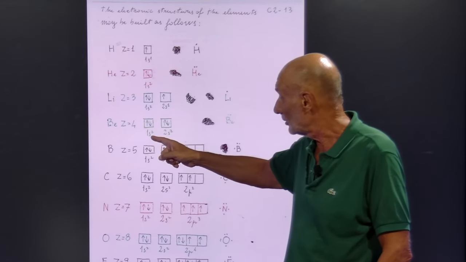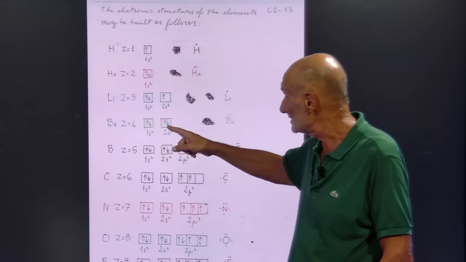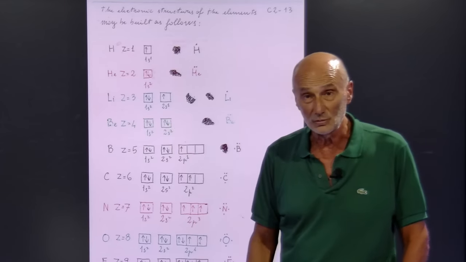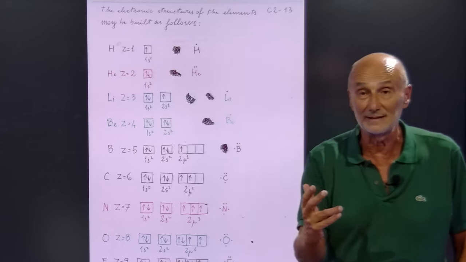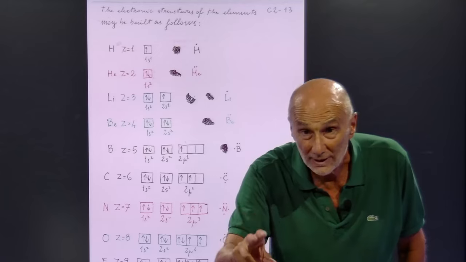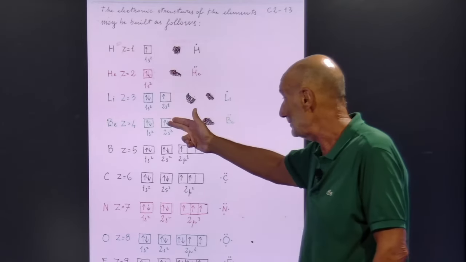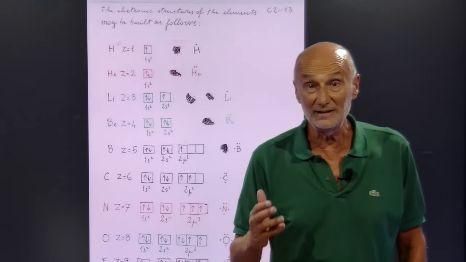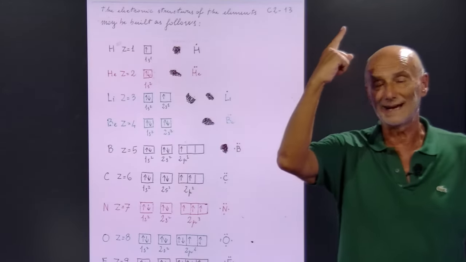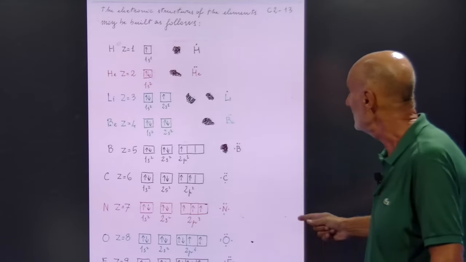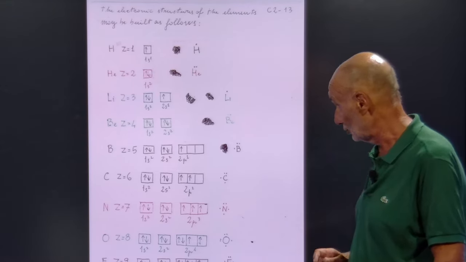In the first orbital 1s, there are 2 electrons, 1s1, 1s2. In the orbital 2s, there are 2 other electrons, 2s1, 2s2. The electronic symbol of beryllium is this one. Here there are 2 points, which means that beryllium has 2 electrons in the outer shell. And we will see that the chemical behavior of lithium and the chemical behavior of beryllium are completely different, because lithium has only 1 electron in its outer shell and beryllium has 2 electrons in its outer shell. Okay? So, let's go to boron.